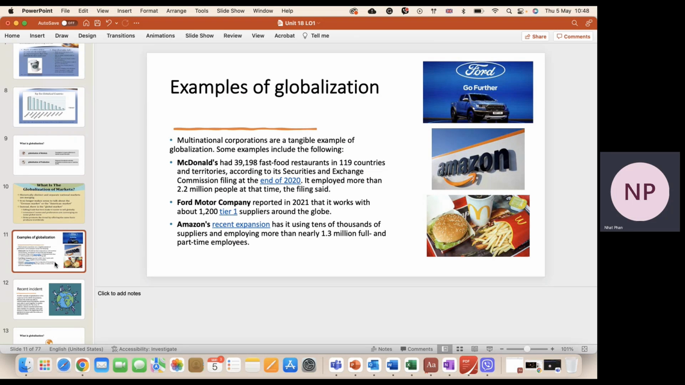Another example I can show you on the screen is McDonald's. They have 39,198 fast food restaurants in 119 countries, and they employed more than 2.2 million people at the time. Ford Motor Company is also one case where, in 2021, it worked with about 1,200 tier one suppliers around the globe. And Amazon recently expanded to tens of thousands of suppliers, employing more than 1.3 million full and part-time employees around the world.